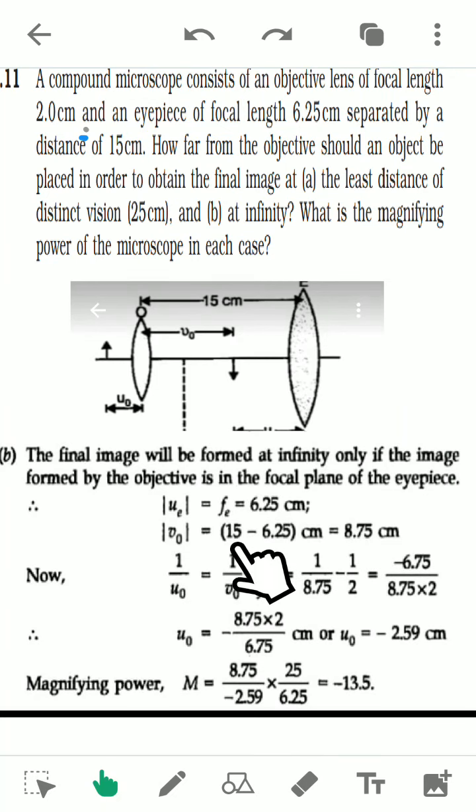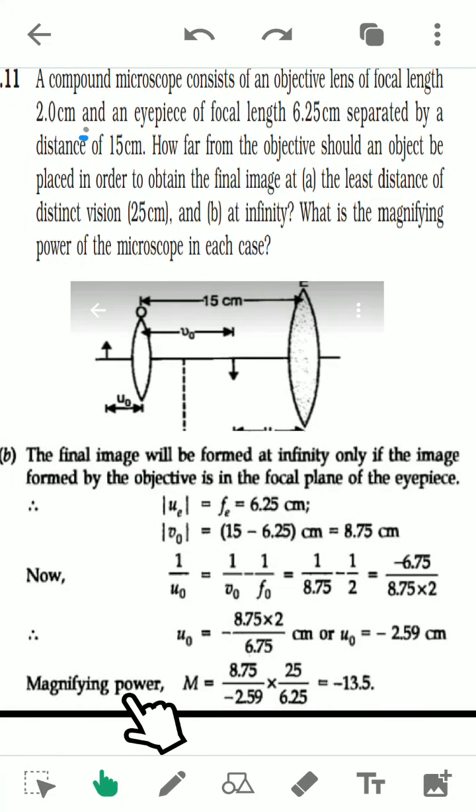Now by using the formula 1 by VO minus 1 by UO is equal to 1 by FO, we will write 1 by UO is equal to 1 by VO minus 1 by FO. Then put the value here. You know the focal length of the objective lens, that is 2 centimeter. After putting all these values, you get minus 2.59 centimeter.